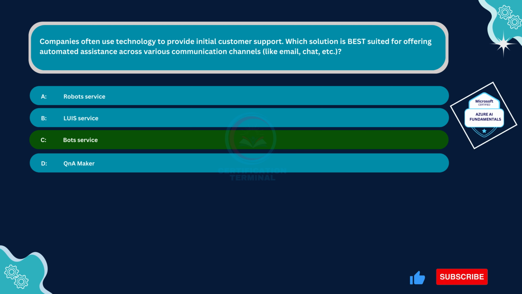They can handle a wide range of customer inquiries, from answering frequently asked questions to providing personalized assistance based on user input. Bots are equipped with natural language processing capabilities, enabling them to understand and respond to user queries in a conversational manner. By using a bot service, companies can offer consistent and efficient customer support across multiple channels, improving customer satisfaction and reducing response times.